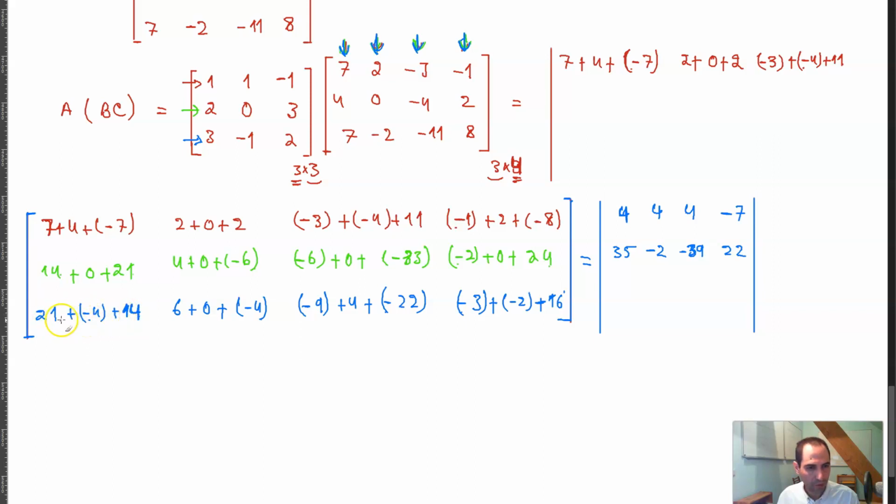Then you have 14 plus 21 is equal to 35. 35 minus 4 is equal to 31. 6 minus 4 is equal to 2. And negative 22 plus negative 9 is equal to negative 31. Negative 31 plus 4 is equal to negative 27. And then you have negative 5 plus 16, so that's 11, and that is your matrix. That is the matrix that we were looking for. It's actually A times BC.